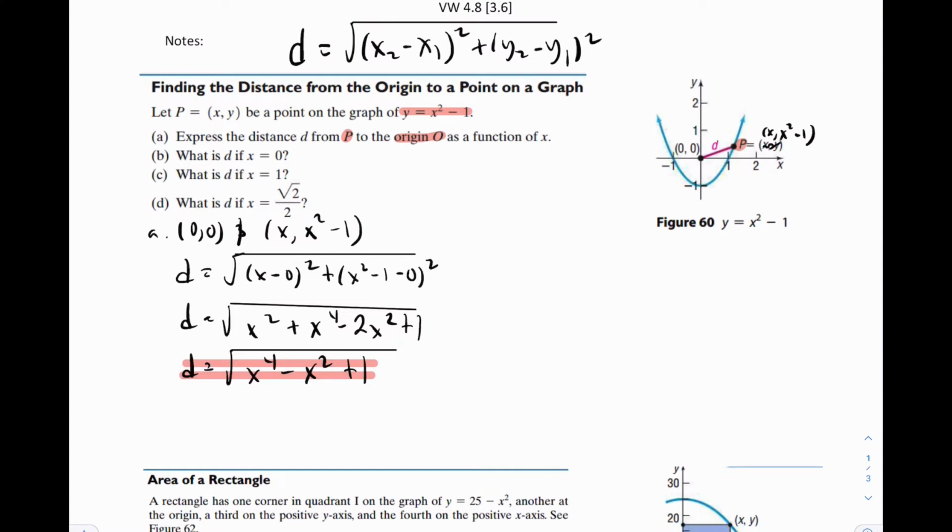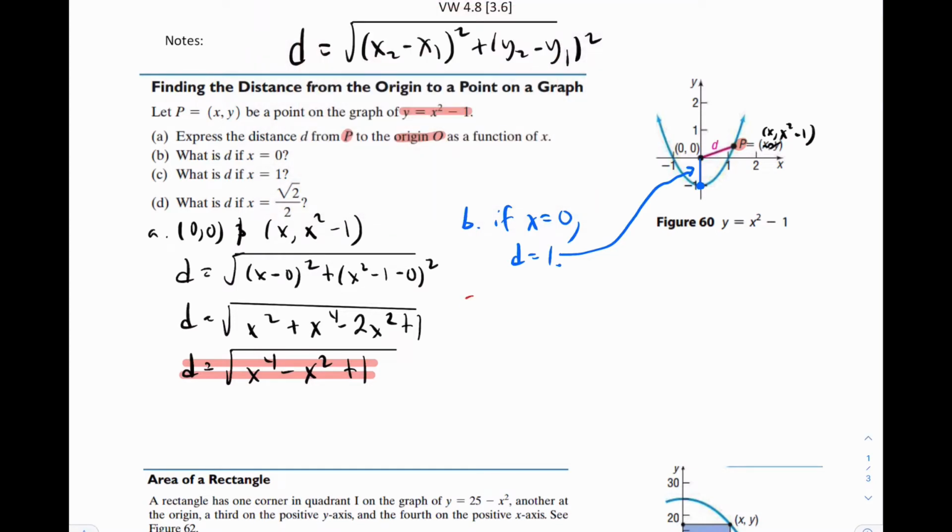So now it says part B. What is D if x is 0? So B, if x equals 0, plug it in. So if I plug in 0 here, I get the square root of 1, which is 1. Now what that means is that if x is 0, the coordinate would be, I can look right here, (0, negative 1). So that's the point we're given. This is saying the distance should be 1. And I can definitely see that is true. That distance right there is 1.